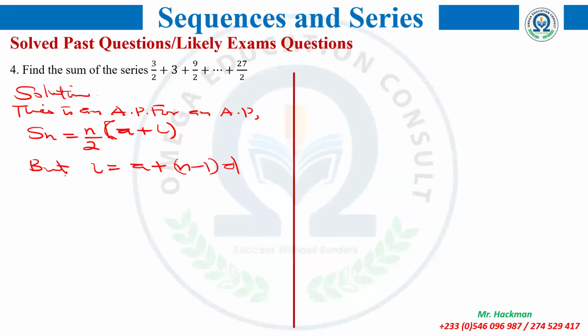So I'll write, this implies that my L is 27 on 2. It's equal to my A, 3 on 2, then plus n minus 1 into d. By then you have done all that you were supposed to, because you did that before you wrote this is an AP, remember? So you will know your d. So give me the d.